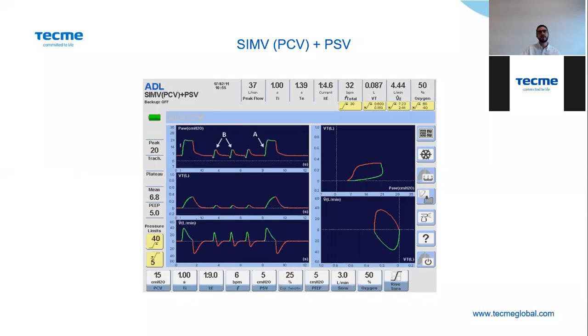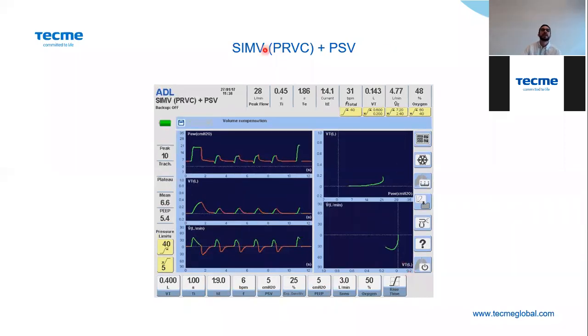We also have SIMV, PC plus PS, okay? So the mandatory breaths are pressure control. So here you are setting a pressure control value, okay? And between mandatory breaths, the patient can start a ventilation with pressure support. Okay, so here you are setting the pressure support and the expiratory sensitivity.